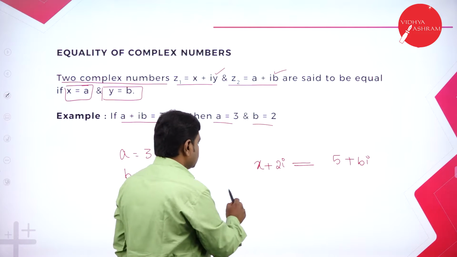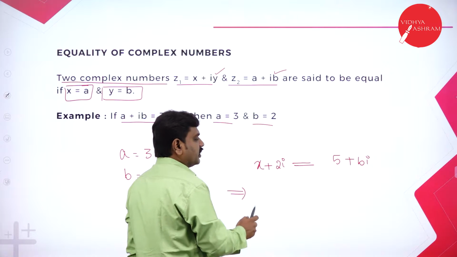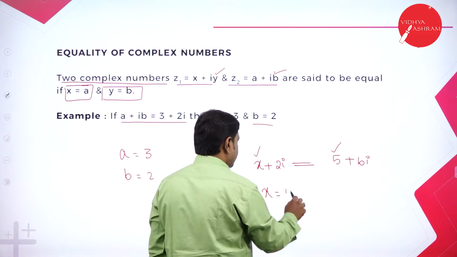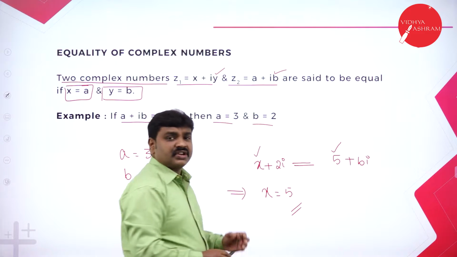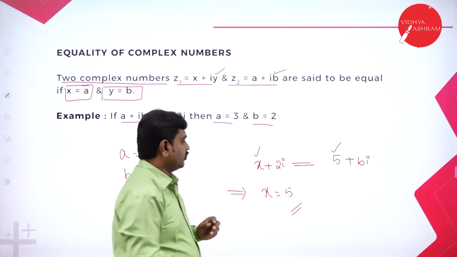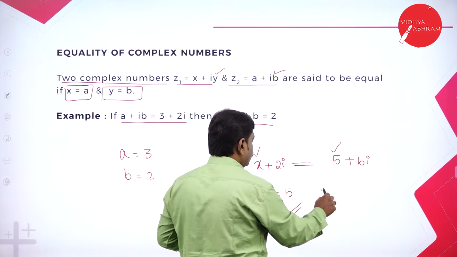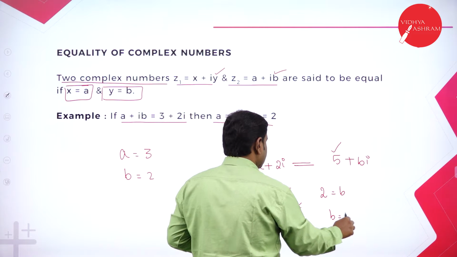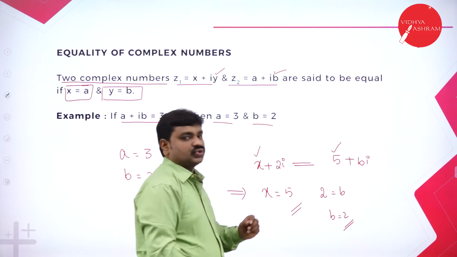Then that implies the real part of the first should be equal to the real part of the second. What is the real part here? x. Here, what is the real part? 5. So x is 5. And the imaginary part of the first should be equal to the imaginary part of the second. What is the imaginary part of this? 2. What is the imaginary part of this? b. So b should be equal to 2. So x is 5 and b is 2.